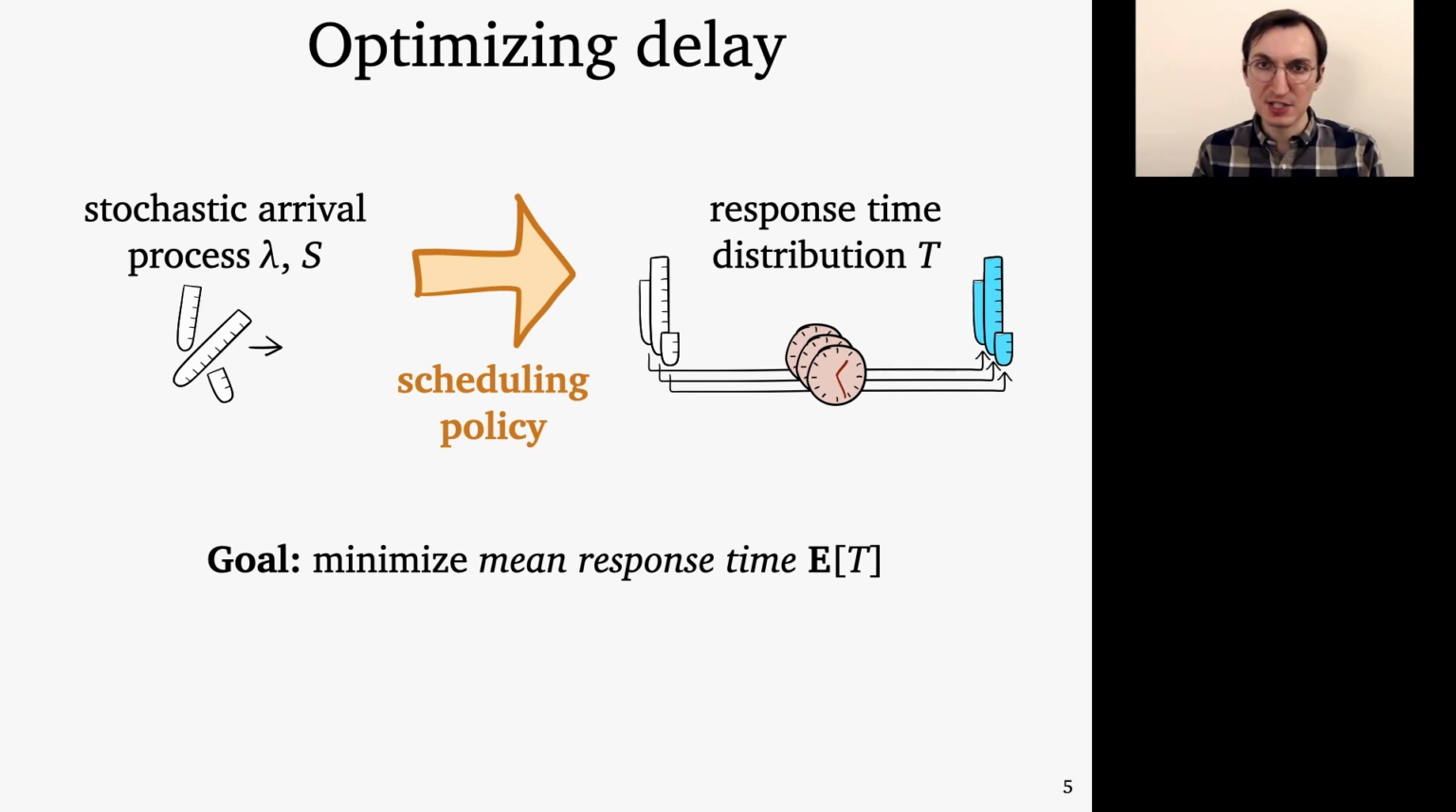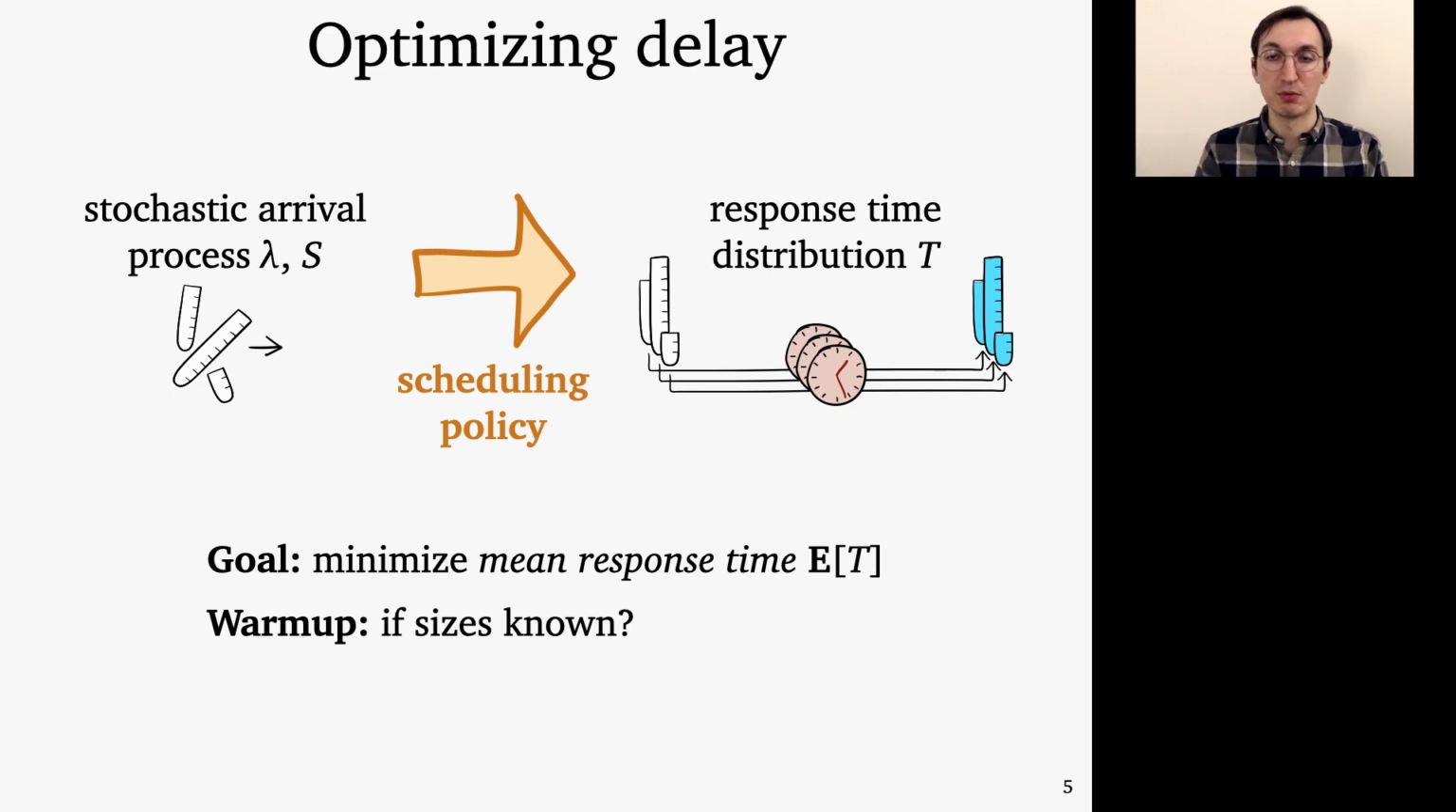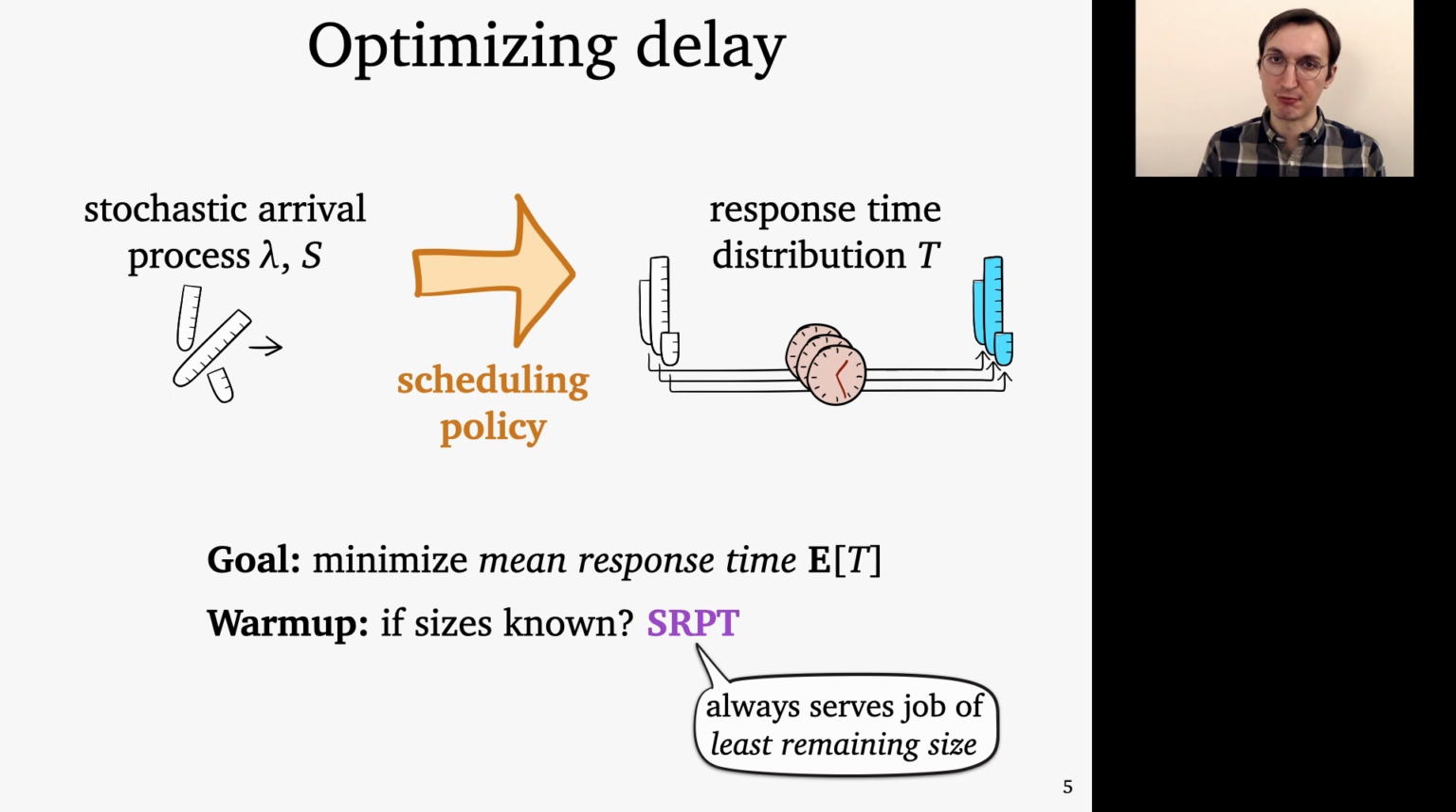And so as a warm-up, let's consider an easy version of the problem. Let's suppose the job sizes are known. So when a job walks into the system, it says, here is my size, and it's exactly right. How would we schedule to minimize mean response time then? So it turns out that the key idea is that it's better to serve a small job in front of a big job than vice versa. So the policy that takes this to its natural conclusion is called SRPT, which stands for shortest remaining processing time. And that name basically describes what the scheduling policy does. It always serves the job of least remaining size. And it's not too hard to show that SRPT is optimal in terms of minimizing mean response time when you have access to exact job size information.